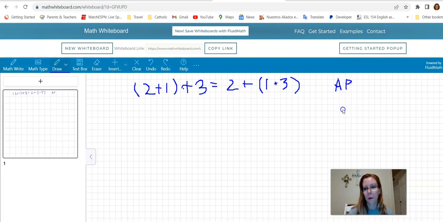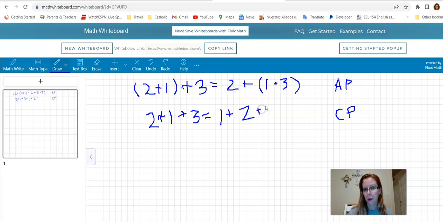Okay, now we have the commutative property. When you commute to work, what are you doing? You're moving from point A to point B, right? So 2 plus 1 plus 3 is the same thing as 1 plus 2 plus 3. So we can change the order of what we add, the addends, and we'll get the same answer. That's called the commutative property.